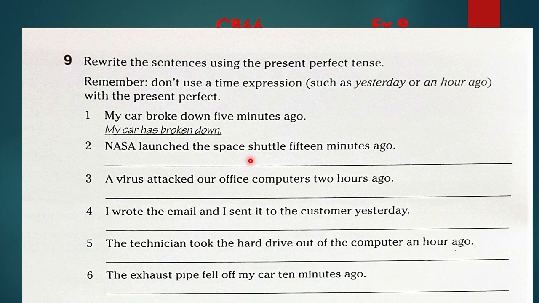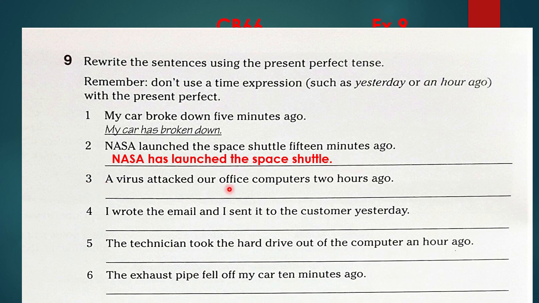NASA launched the space shuttle 15 minutes ago. 15 minutes ago. It's past simple. We have ago and we have launched. Now we want to change it into present perfect. Yes. The answer is NASA has launched the space shuttle. The verb here launched, here has launched. Here it's present perfect. And the time is not mentioned here.